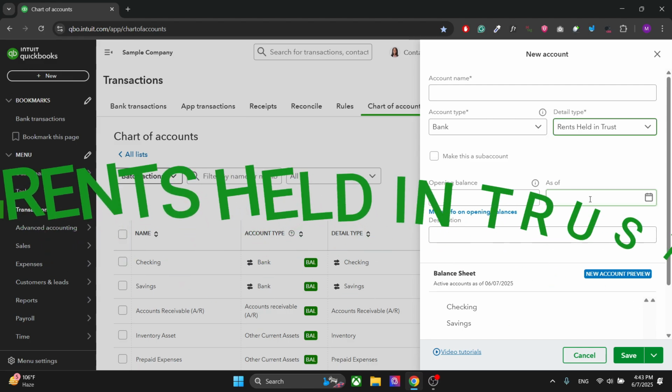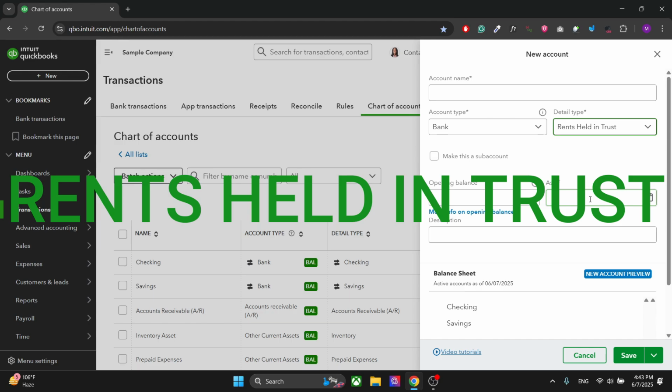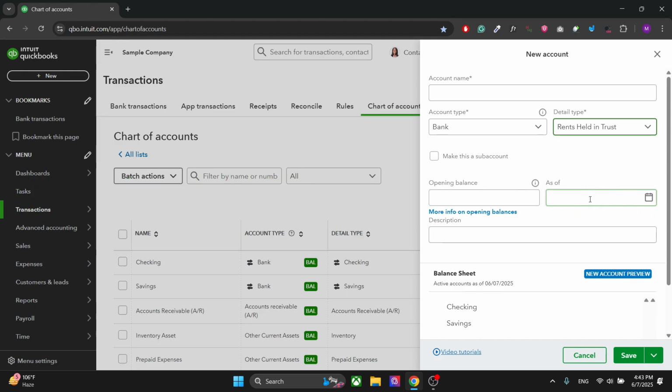Next up, we have the rents held in trust. The rents held in trust account tracks the funds held on behalf of others, typically in property management or real estate businesses, where rent payments are collected from tenants and held until dispersed to property owners. The purpose of this is to segregate the funds that belong to clients or property owners, ensuring that they are not commingled with business funds. It also acts as a liability account as the funds are owed to someone else, and it ensures compliance with the legal and other responsibilities in property management.